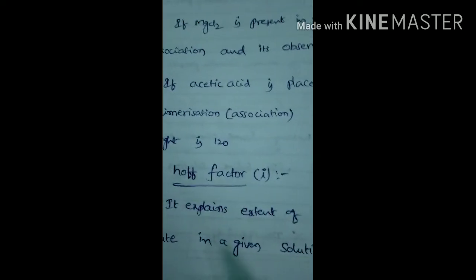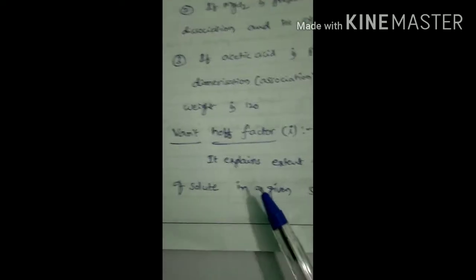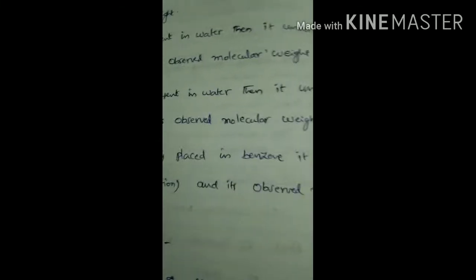It is represented by i. It explains how much amount of solute undergoes dissociation or association. That is the Van't Hoff factor. So it explains the extent of dissociation or association of a solute in a given solution.